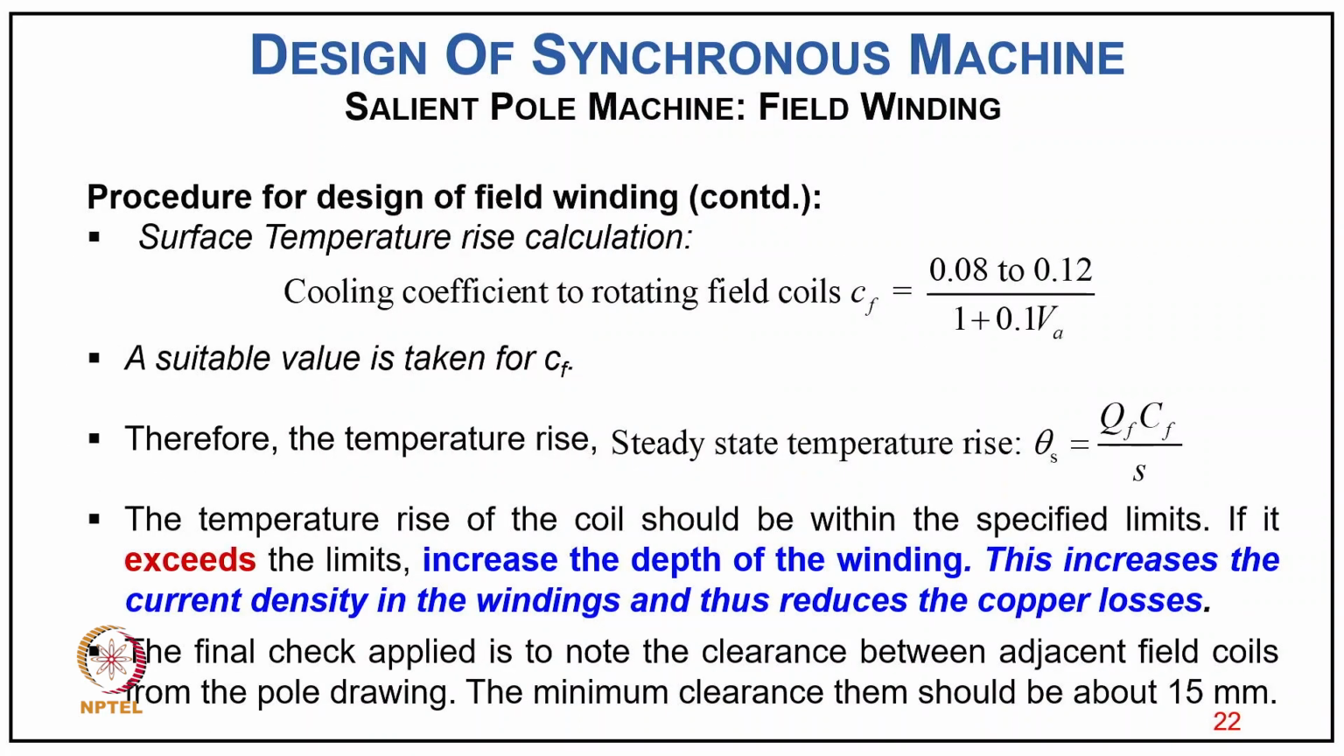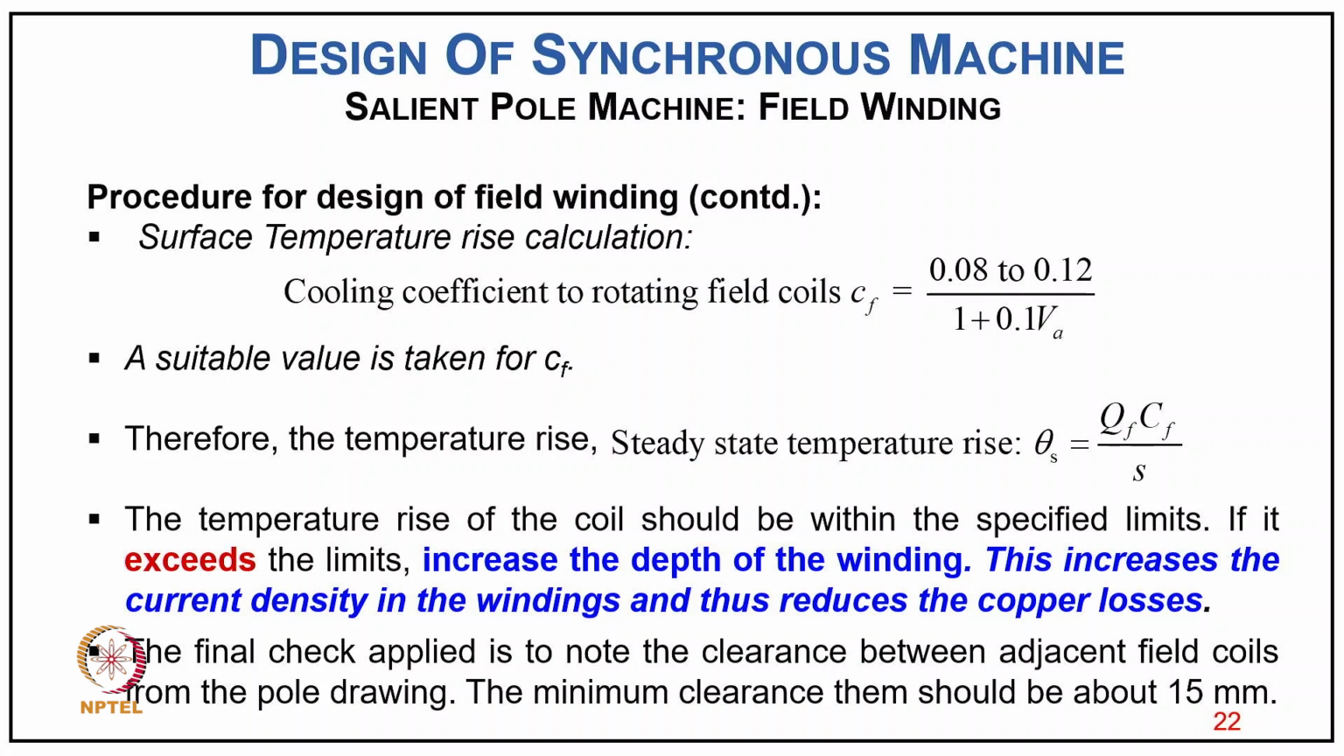Now, some surface temperature rise calculation. The cooling coefficient for the rotating field coil is CF equal to 0.08 to 0.12 divided by (1 + 0.1 VA), where VA is the peripheral speed, and a suitable value is taken for CF. Therefore, the steady state temperature rise theta is equal to QC into CF divided by S. The temperature rise of the coils should be within the specified limit.